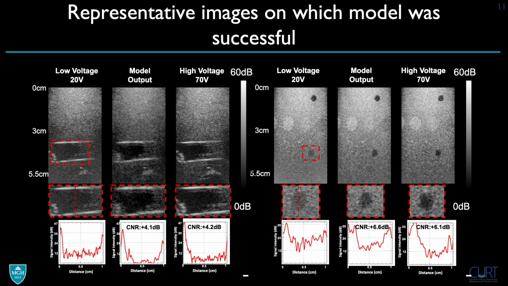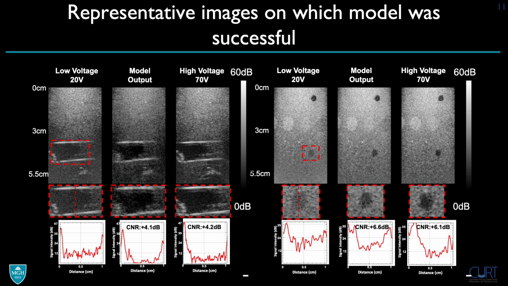We show results for the algorithm from two representative data sets. On the first image, you see the low voltage, model output, and high voltage image. We pay particular attention to the hypoechoic region outlined by the red rectangle. Qualitatively, we see an improvement from the low voltage to model output, similar to the high voltage.